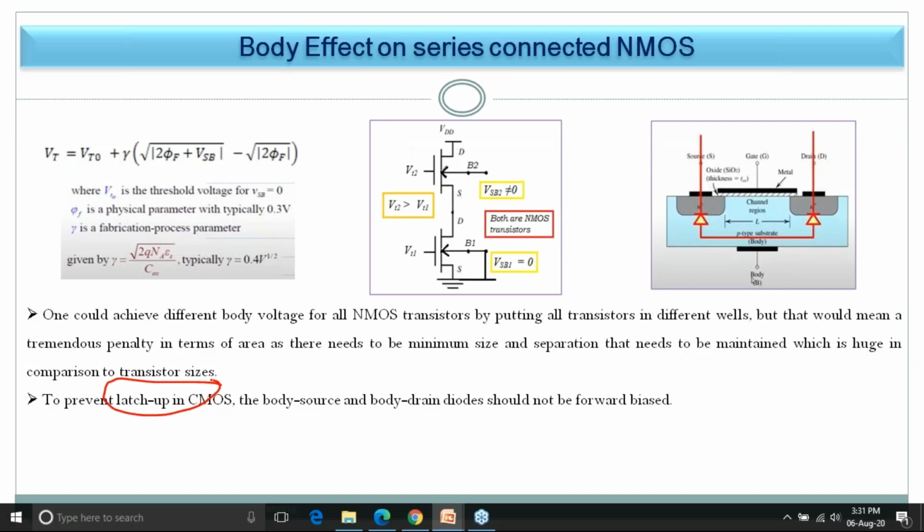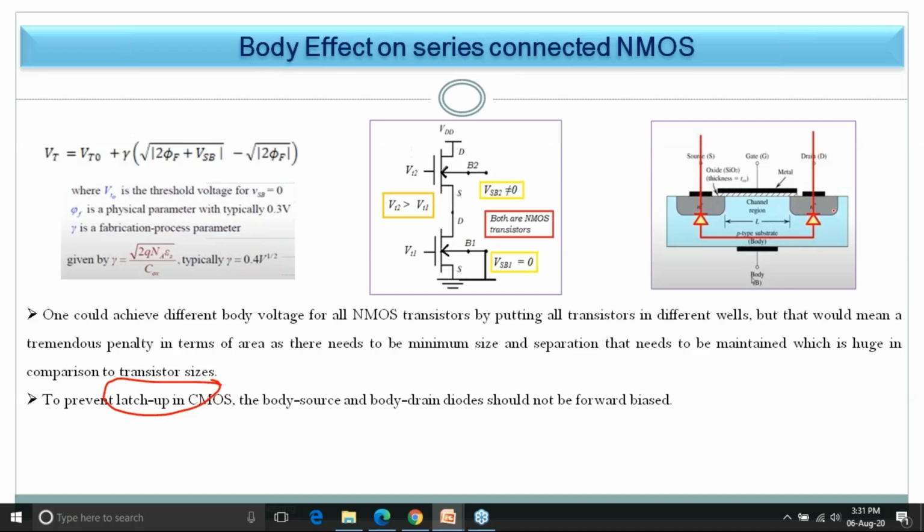Latch up means excessive current flow. Suppose there are two diodes present over here, and if they are forward biased, what will happen? Instead of drain current, a different current will also be flowing, which is not actually required. So latch up means excess current flowing through the device. For that, these diodes should always be reverse biased. From the starting I was telling you that these two diodes should be reverse biased.